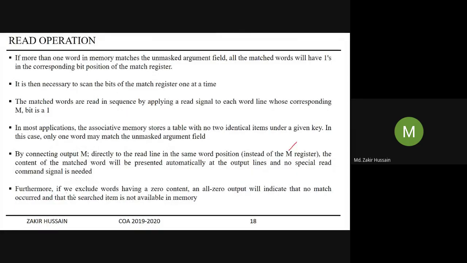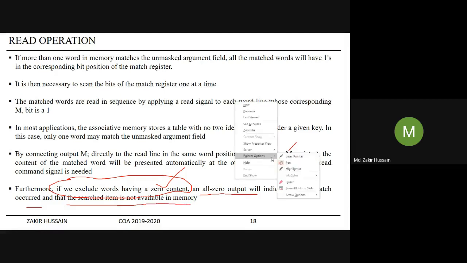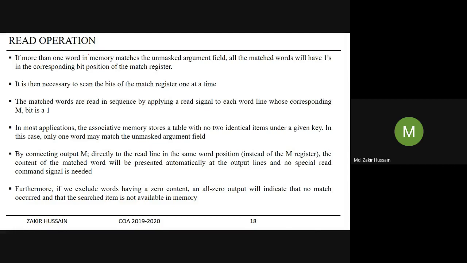So furthermore, if we exclude words having zero content, and this is another hard idea, if we exclude zero content, all zero output will indicate that no match occurred and that the searched item is not available in the memory. That is also very obvious. So from an examination point of view this may not be that important, but you have to remember how to read this entire point.